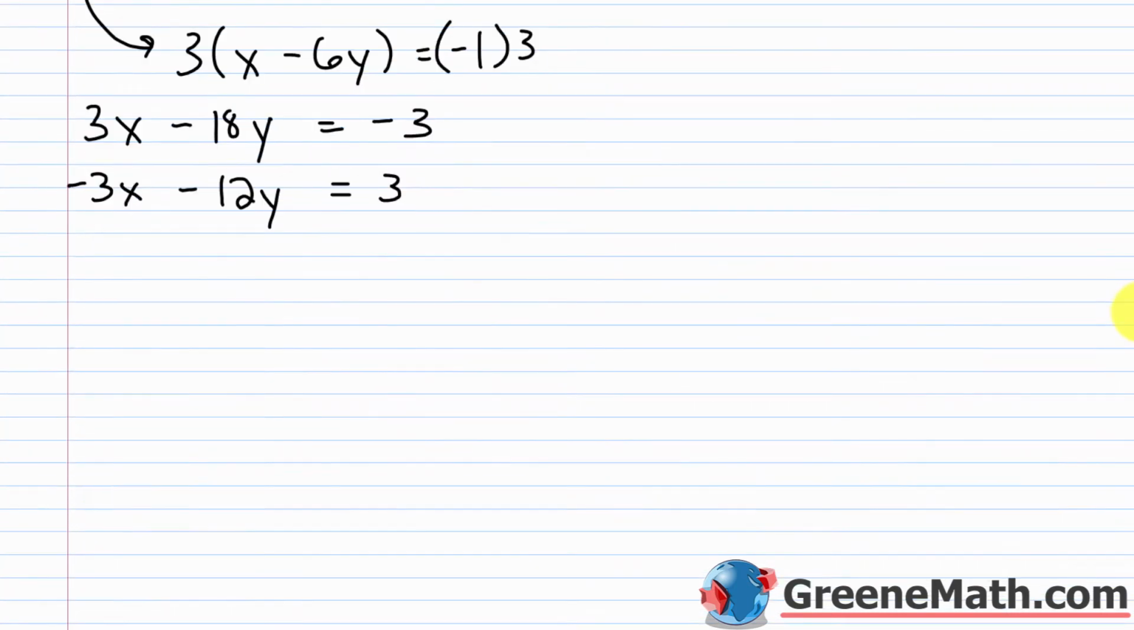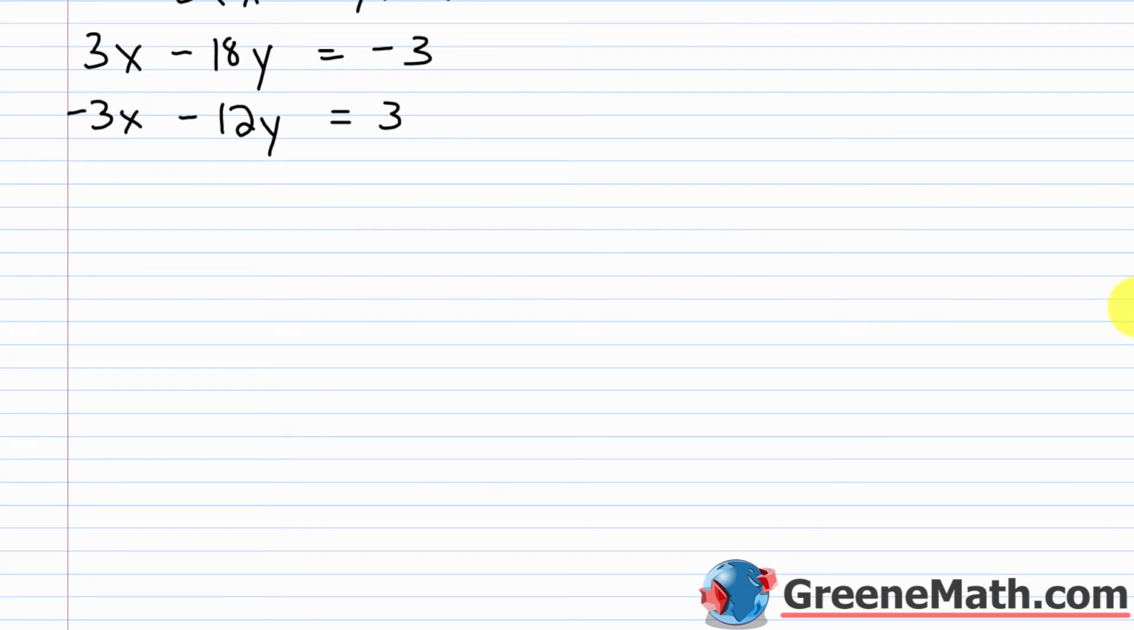So once we've transformed this equation such that we have a pair of variable terms that have opposite coefficients, we can add the left sides together and set that equal to the sum of the right sides. So I'm just going to add vertically. 3x plus negative 3x is 0, so this is going to be eliminated. Then we have negative 18y plus negative 12y. That's negative 30y. And this equals negative 3 plus positive 3, which is 0.